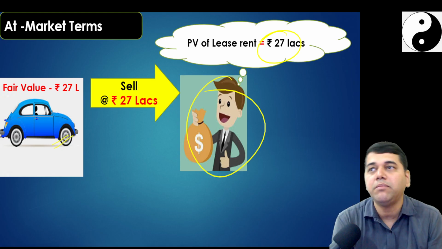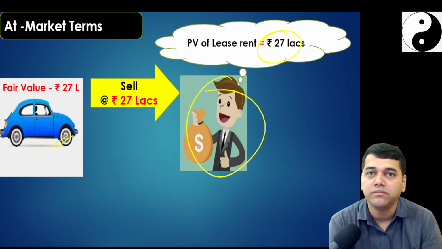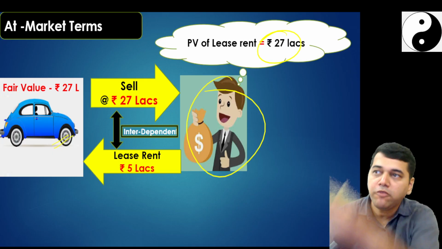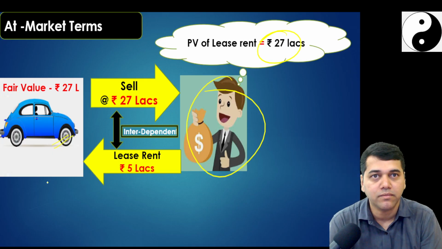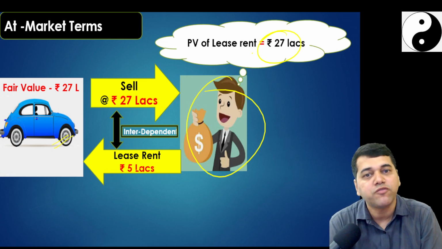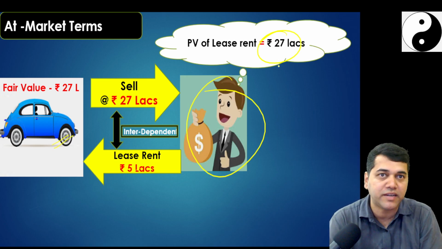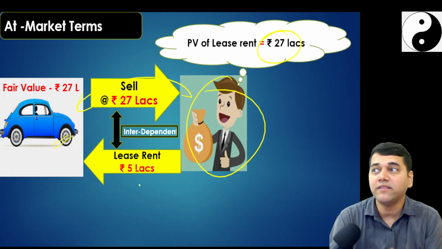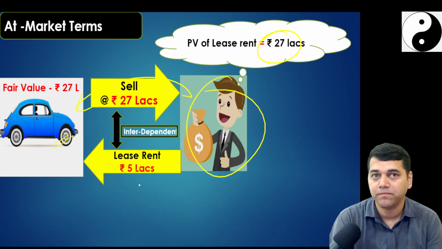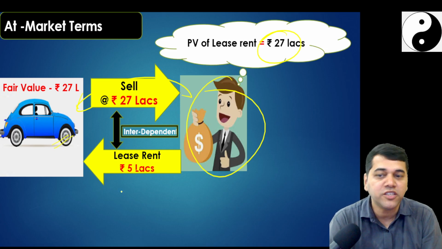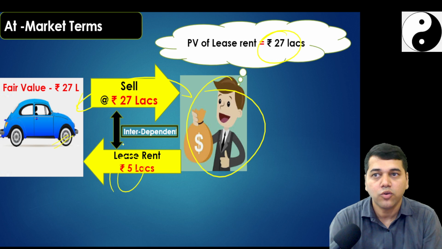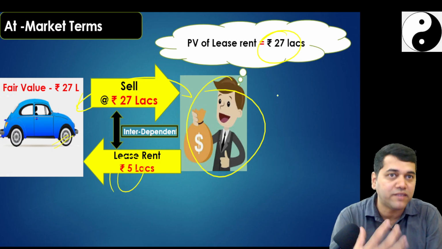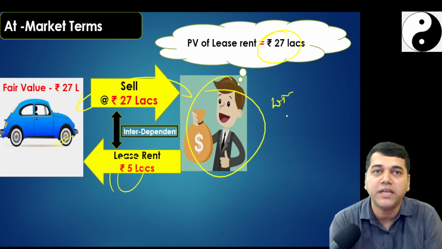Now, it is at the market term, above or below market term? At the market terms. Then he will lease it back to me. How much will he charge for 27 lakhs? Because he has to recover 27 lakhs. Right now, he has paid you 27 lakhs. This 27 lakhs has to be recovered in EMIs. One EMI cost is 5 lakh rupees. So by doing this exercise, he has recovered 27 lakhs with the time value of money.